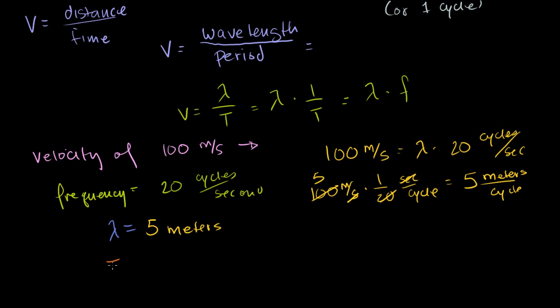The period here is just going to be 1 over the frequency. It's going to be 1 over 20 seconds per cycle. So using these formulas, and I don't want you to memorize the formula, it should be intuitive for you, and hopefully this video made it a little bit intuitive. Using this, you can really answer almost any question if you're given two of these variables and you need to solve for the third. Anyway, hopefully you found that helpful.